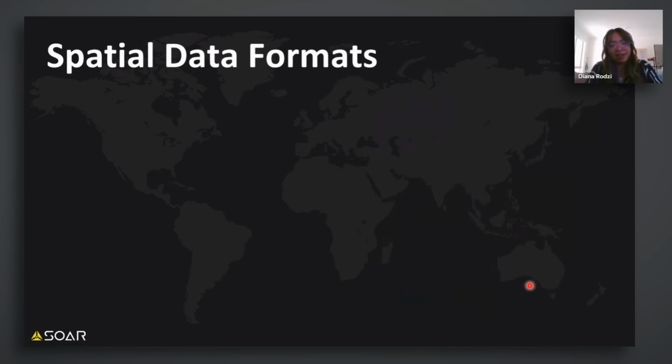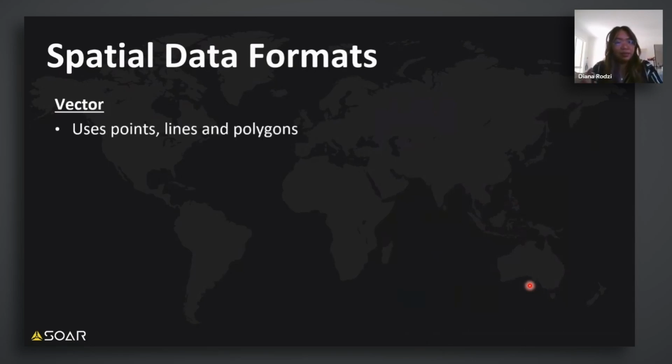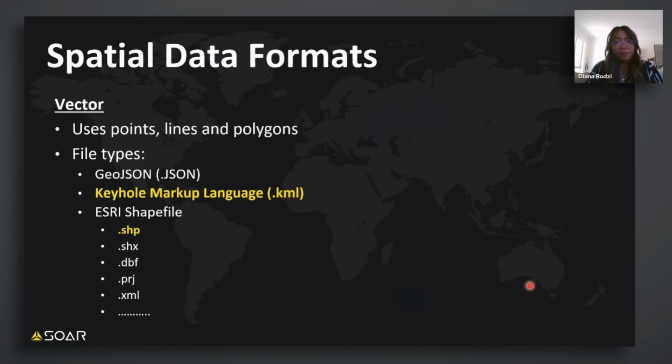Now, we've got that data, it has to be saved somehow, right? Now, remember, vector-based data is using points, lines, and polygons. Now, that generally is saved in various file types. The one that we'll be most familiar with would be a Keyhole Markup Language, or KML. So there's a little KML button. That's where you can import a vector file.